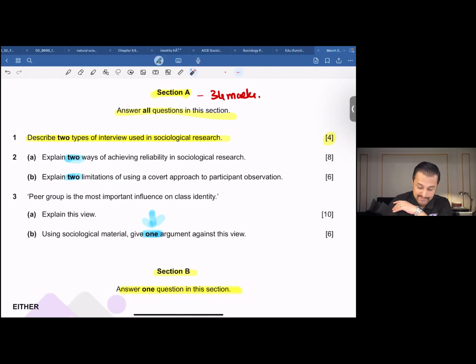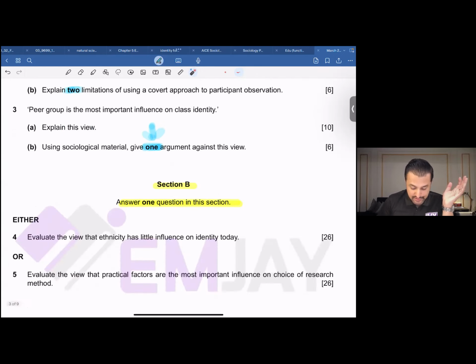I don't know to what extent it helped you or did not. I mean, I tried. So this is worth 34 marks. You do not get any choice. And once you're done with this, you move on to section B.